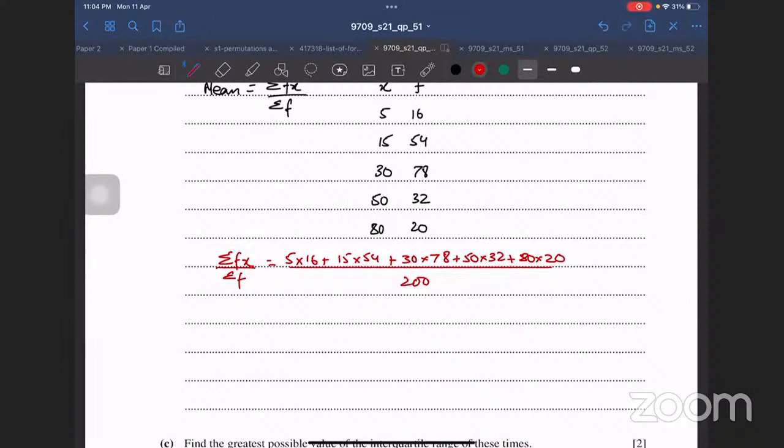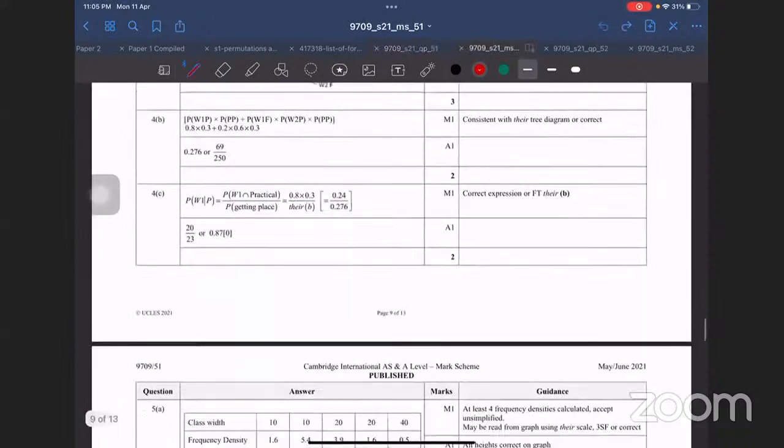I'm going to put everything on a calculator. Make sure that you don't make a typing mistake because that can cost you a lot. I get 32.15, which is approximately, not necessary to round this off to three significant figures because this answer is exact.